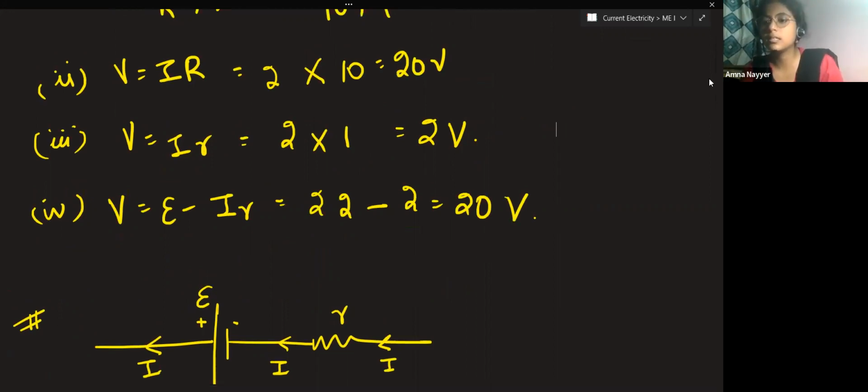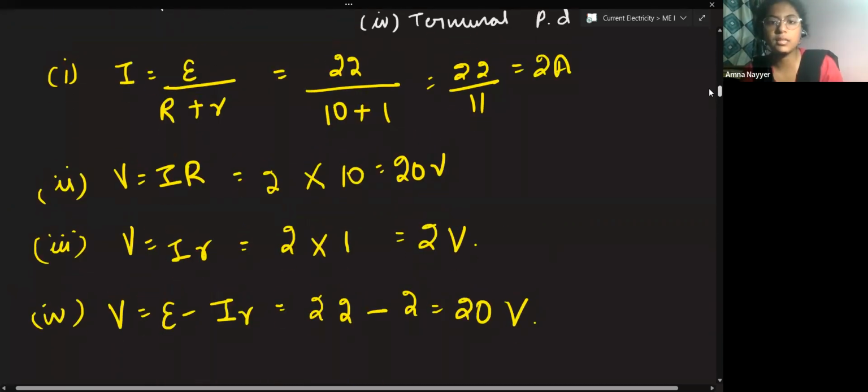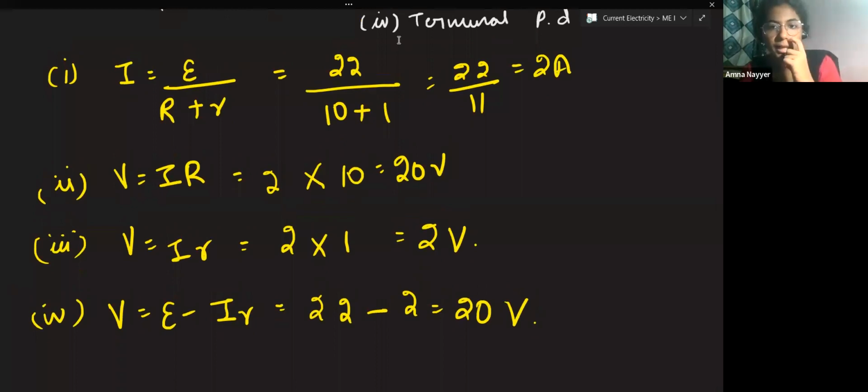So let me just check the answers of Fatima. Everything is perfect, just the units. Ohm is for resistance. Here we are writing the voltage, so that will be volt. The rest of the things, very well. We have calculated everything perfectly. Fine, Fatima. Just see the units once. So those who have not written it, just note down the solution.